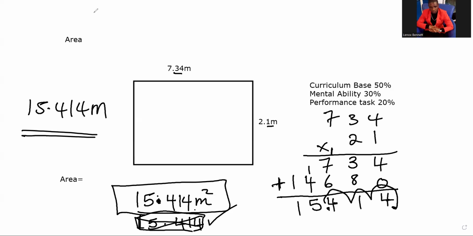But the multiplication was good, you know. You guys did well on that. But you have to have the unit to complete it. Let me just show you why you have to have the squares on it.